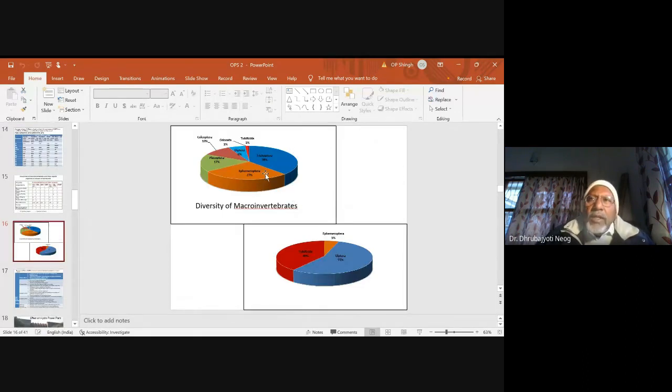The affected streams are also less diverse. You can see here the diversity of macroinvertebrates. Some invertebrates live in water bodies. So here you can see different groups of macroinvertebrates are present in the unaffected water body, whereas in an affected body, only 3 groups are present. So this way diversity goes down, and particularly fishes disappear first, and then all other fauna of the water body.